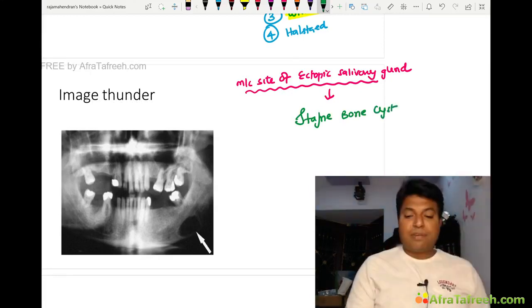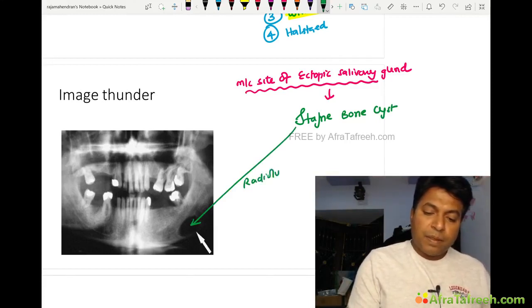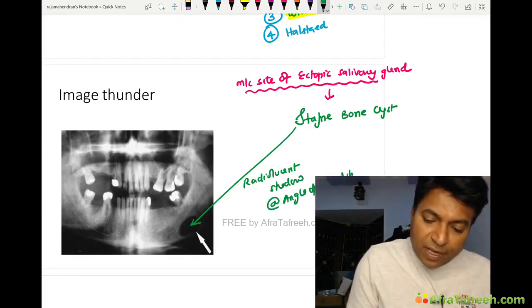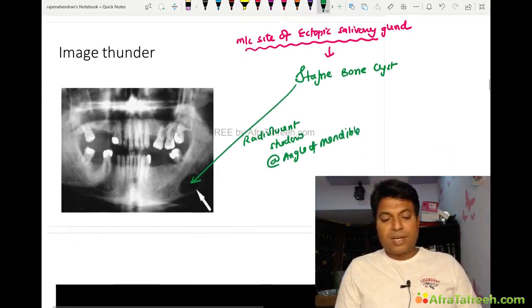It is a picture directly from Bailey and Love. It is a radiolucent shadow. A radiolucent shadow at the angle of mandible is known as Stafne bone cyst. It's at the angle of mandible, Stafne bone cyst. Please don't forget this image.